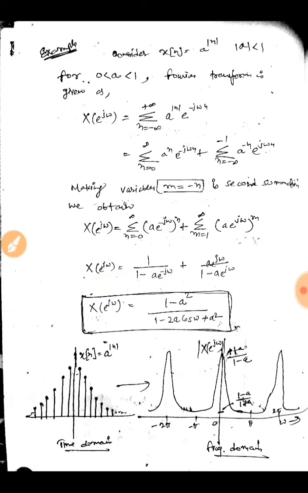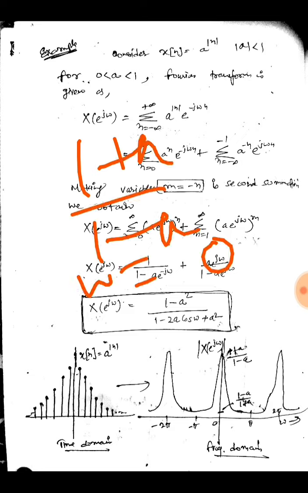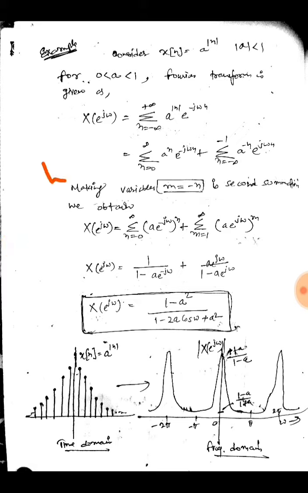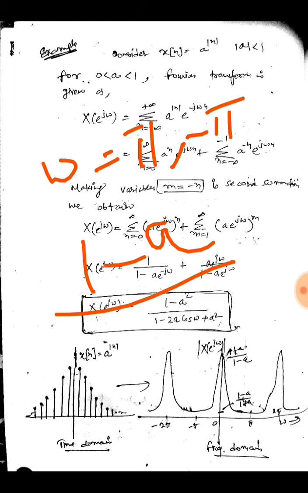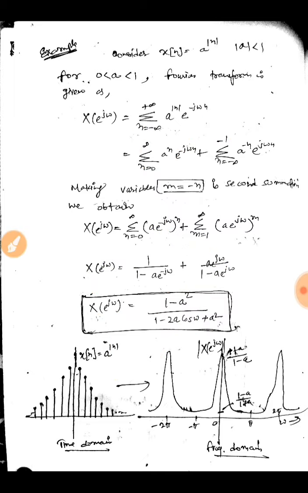Now if I plot this graph in frequency domain, in time domain we can draw it like this. Since it is defined for both left and right side, our Fourier transform is a continuous and periodic function with the maximum value of (1 plus a) upon (1 minus a) at omega equal to 0, and the minimum values at omega equal to pi, minus pi, 3 pi. Okay, and the minimum value is (1 minus a) upon (1 plus a). So this is how we can represent the function in frequency domain.